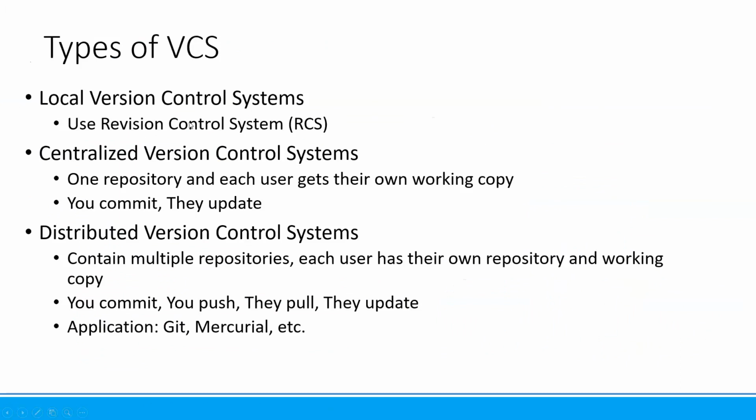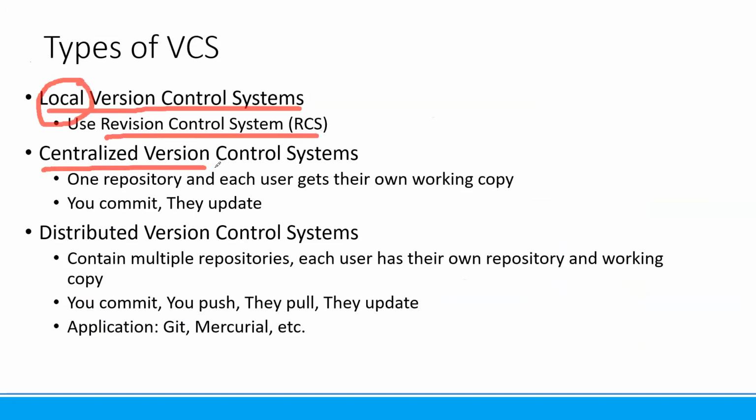So actually there are three concepts of the VCS. The first is the local version control system. It means when you do the revision, it is only for the local computer. So we can just use a very simple way. This is what we call the revision control system.